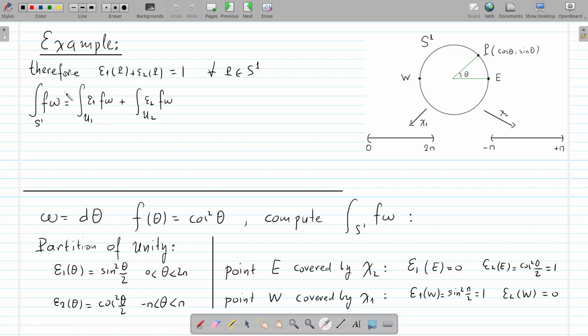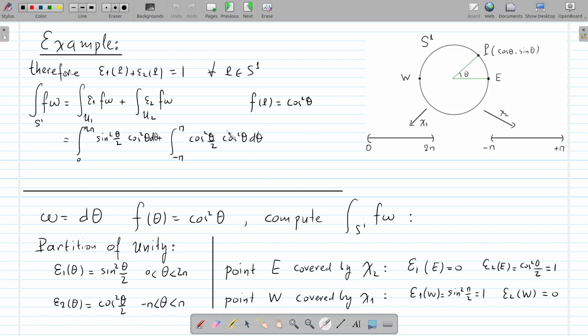Using the definition of the integral, we have to compute the integrals of epsilon1 f omega and epsilon2 f omega over the regions U1 and U2. Our function is equal to cosine squared theta. Epsilon1 is sine squared theta times f. So this gives us the integral of sine squared theta cosine squared theta d theta, which is an ordinary one-dimensional integral where theta ranges over the range of the chart U1, which is from 0 to 2 pi.